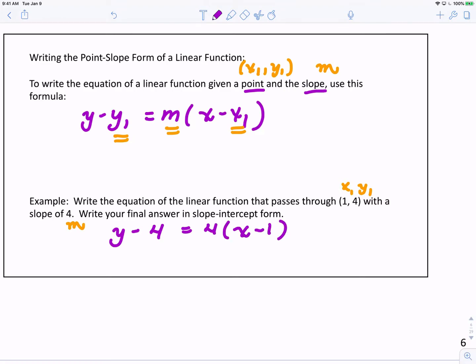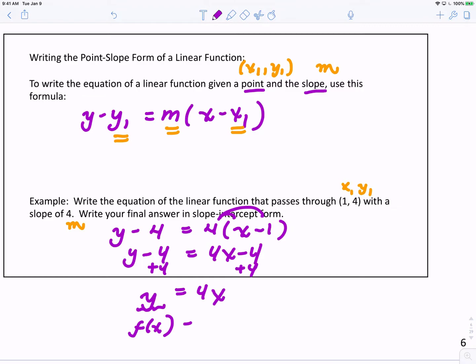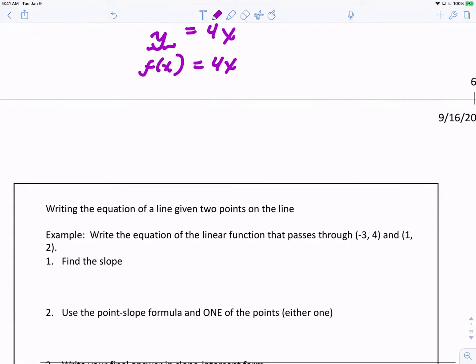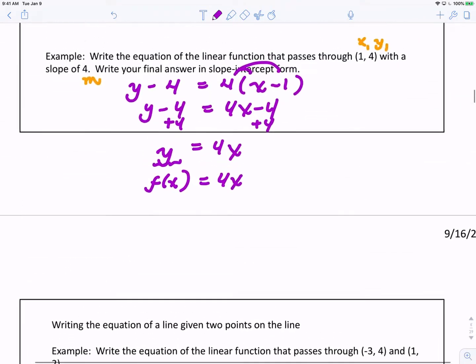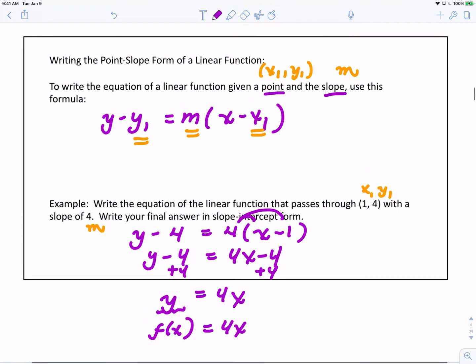The finishing touch is simply to simplify, so we'll distribute: y minus 4 is equal to 4x minus 4. We'll add 4 to each side, giving us y is equal to 4x, and then we'll move this into function notation. So remember, instead of y, we'll use function notation. f of x is equal to 4x, and that's all there is to it. That was writing the equation of a line given a point and a slope.